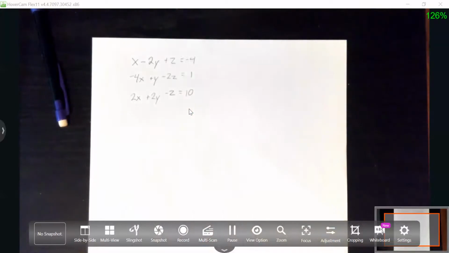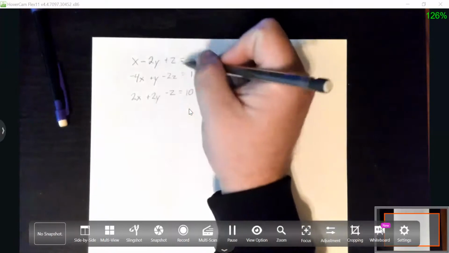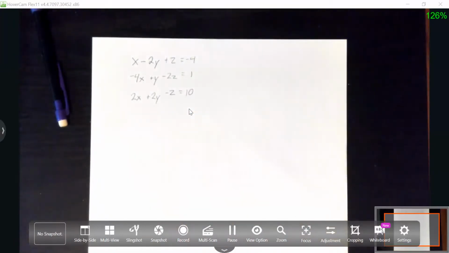Okay, so we have a system of equations. We have 3 equations, each one has an x, a y, and a z, and we have it equal to a number. This is effectively standard form for a system of equations. Notice that we have all the x's in one column, all the y's in the other, all the z's in a third.